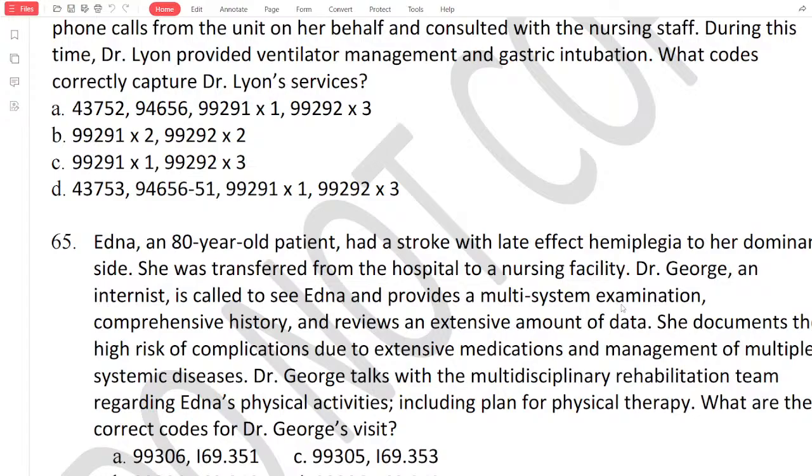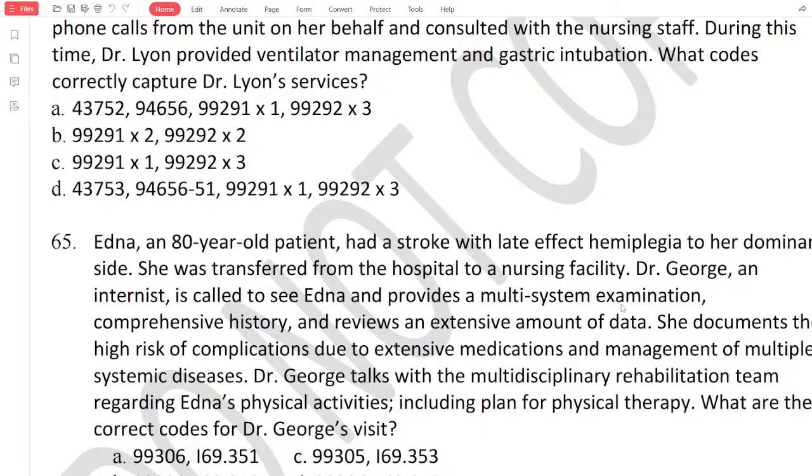65. Etna, an 80-year-old patient, had a stroke with late effect hemiplegia to her dominant side. She was transferred from the hospital to a nursing facility. Dr. George, an internist, is called to see Etna and provides a multi system examination, comprehensive history, and reviews an extensive amount of data. She documents the high risk of complications due to extensive medications and management of multiple systemic diseases. Dr. George talks with a multidisciplinary rehabilitation team regarding Etna's physical activities, including a plan for physical therapy. What are the correct codes for Dr. George's visit? Here they have mentioned Dr. George's visit code.